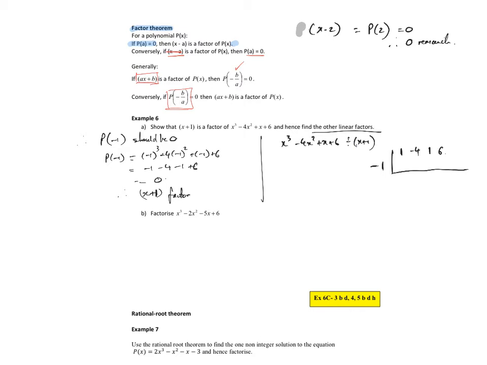Coefficient of x there is 1, so I don't have to worry about any divisions. Bring the 1 down, negative 1 times 1 is negative 1. Add them together, multiply by negative 1, I get 5. Add them together, multiply by negative 1, I get negative 6. Add them together, I get 0, and that's the magic number. There's my 0 remainder. So that means I get x squared minus 5x plus 6 as the other factor alongside x plus 1.